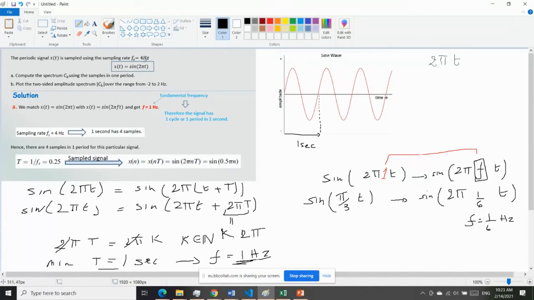Okay, and so we understand now this sinusoid. It says we're gonna sample it at 4 hertz. What does that mean? It means we're gonna take 4 samples per second, 4 samples. So the time between sample and sample, Ts, will be how much? 1 over 4, which is 0.25 seconds between each sample.